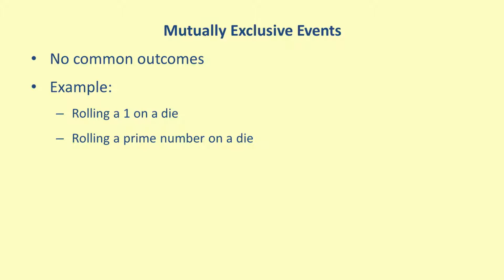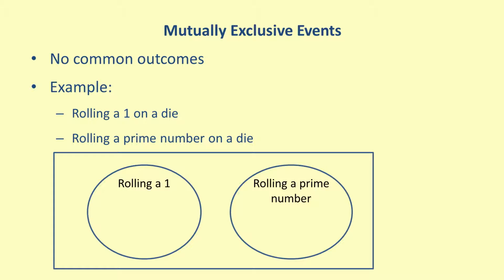In probability, some events may have no outcomes in common. These events are called mutually exclusive. For example, when rolling a six-sided die, the events rolling a prime number and rolling a 1 are mutually exclusive. It is impossible to roll a prime number and a 1 in the same roll because 1 is not a prime number. These events can be represented using a Venn diagram with two circles that do not overlap.